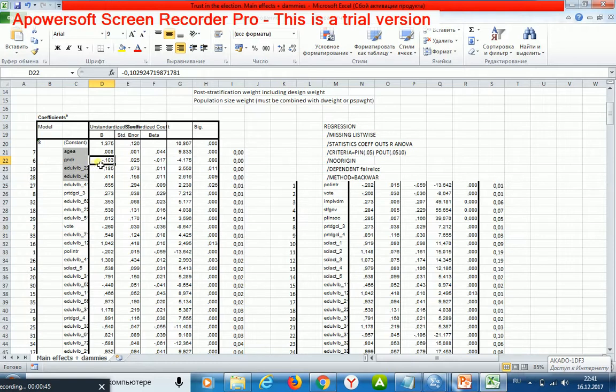And this regressor may change the value of the dependent variable only by this small value. This value is 10 times smaller than just one category of the dependent variable.